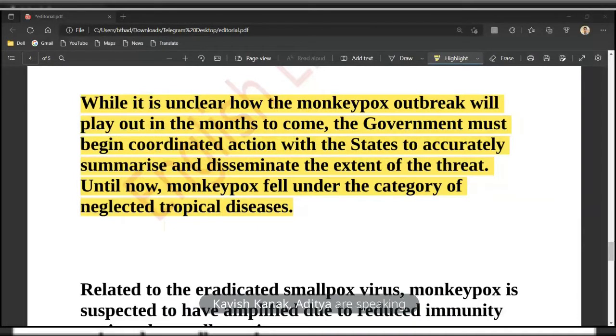Yeah, actually guys, there's "until now". Generally we use that word in a negative sense or in the interrogative. You can't use that word in a positive manner. So it is written that summarize and disseminate the extent of the threat. Until now, monkeypox fell under the category of neglected tropical disease. So you can imagine there's some negative sense. Am I right, Kavish? It is obviously related to negative, but this is showing that in India we didn't feel any kind of tropical diseases. There were very minor numbers, but now they are spreading in the country after the case seen on 14th July.